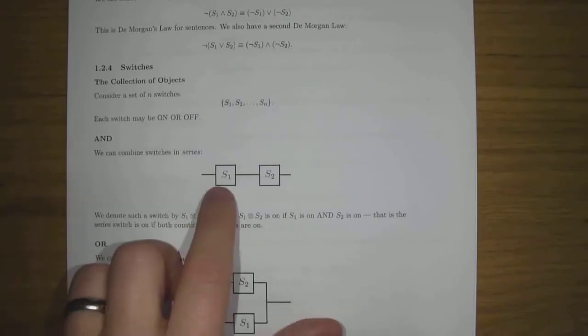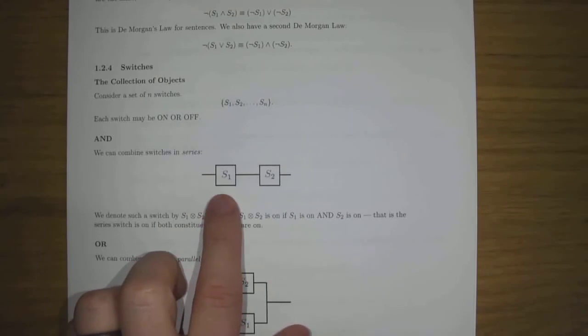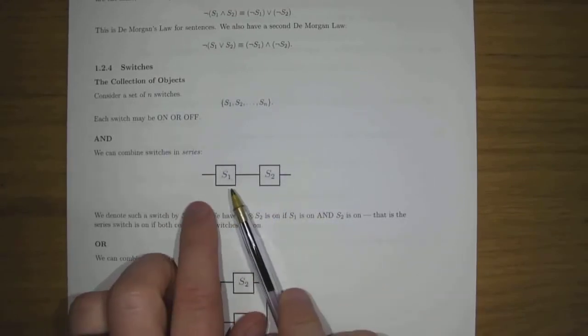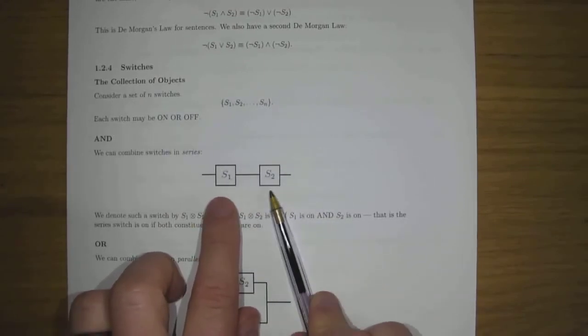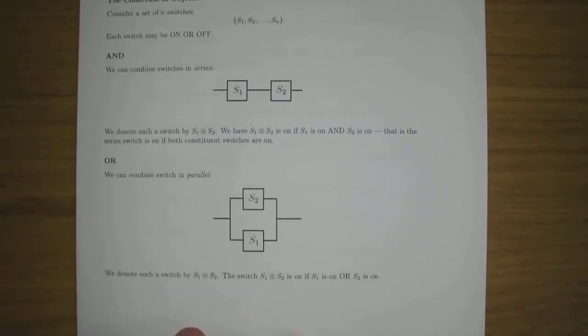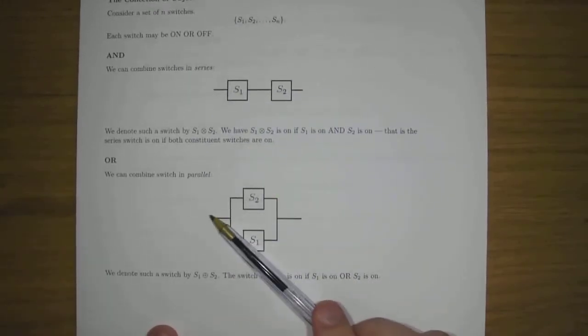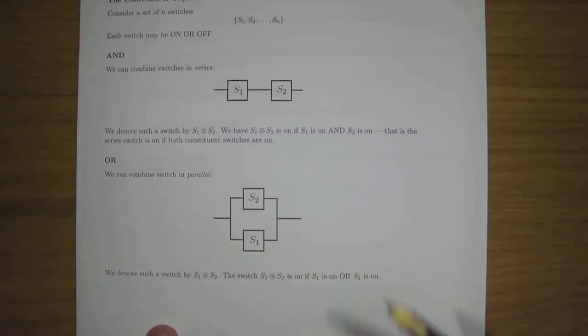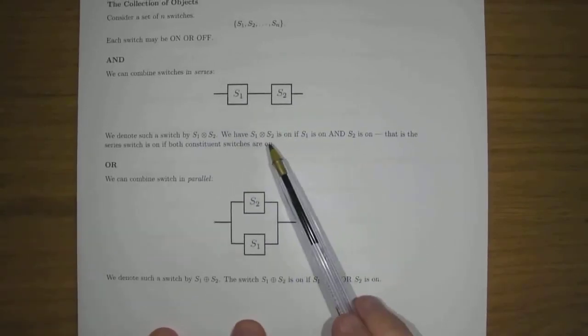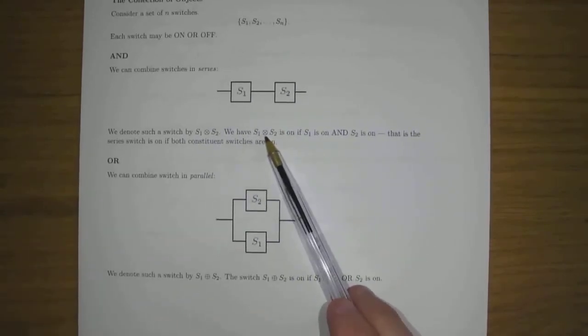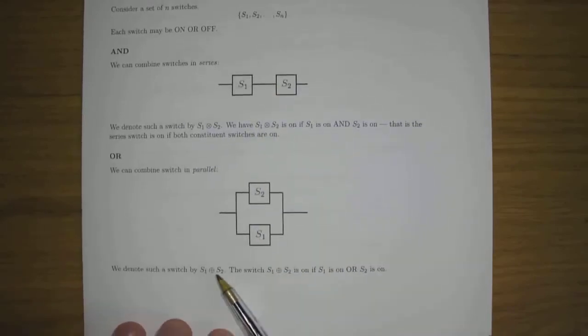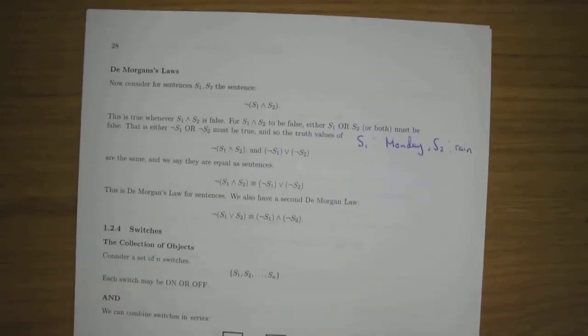So if you combine switches in series, this is like an AND. For this to be on, this has to be on, and this has to be on. You can combine switches in parallel. So in this setup, this parallel switch will work if S1 is on or S2 is on or both are on. We're going to call this thing S1 with this funny symbol here. This is the AND. The OR we'll do with this funny symbol here.